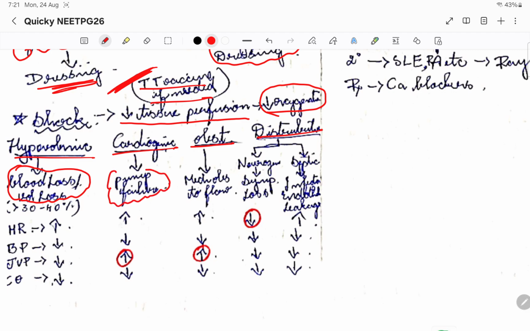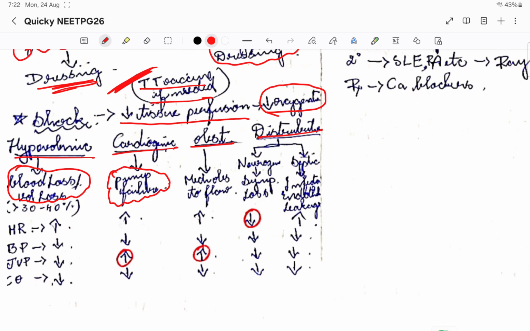Okay, please do not confuse cardiogenic shock with obstructive shock, because in both of these shocks the heart is involved, and we'll definitely get the confusion between cardiogenic and obstructive shock. If it is a pump failure, for example left ventricular failure, then go for cardiogenic shock.